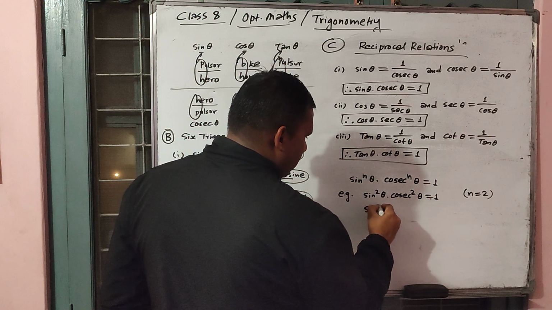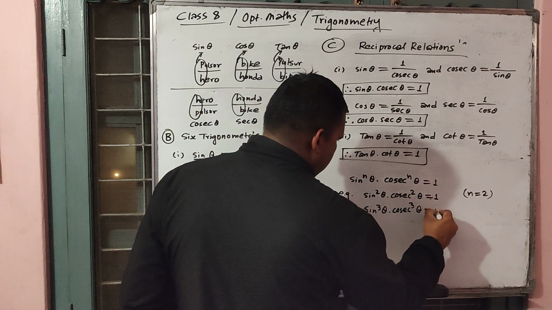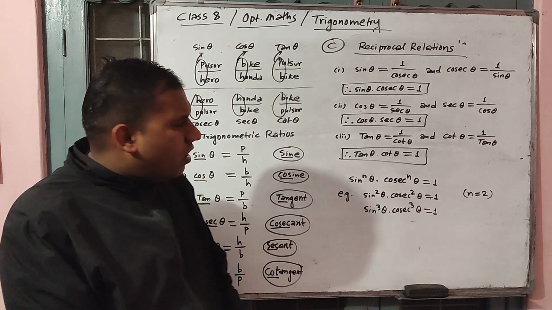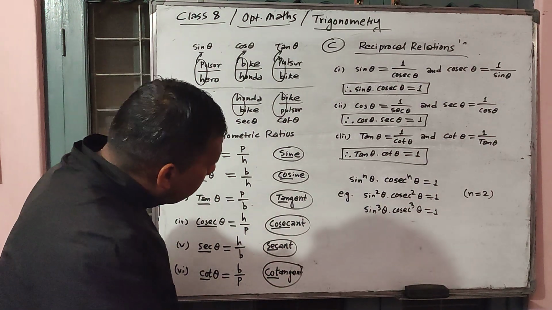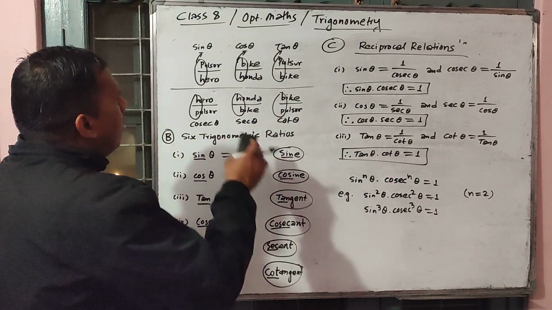Similarly, it may be sine cube theta dot cosec cube theta equal to 1. It means the value of n may be any positive number. Now, we go to next.